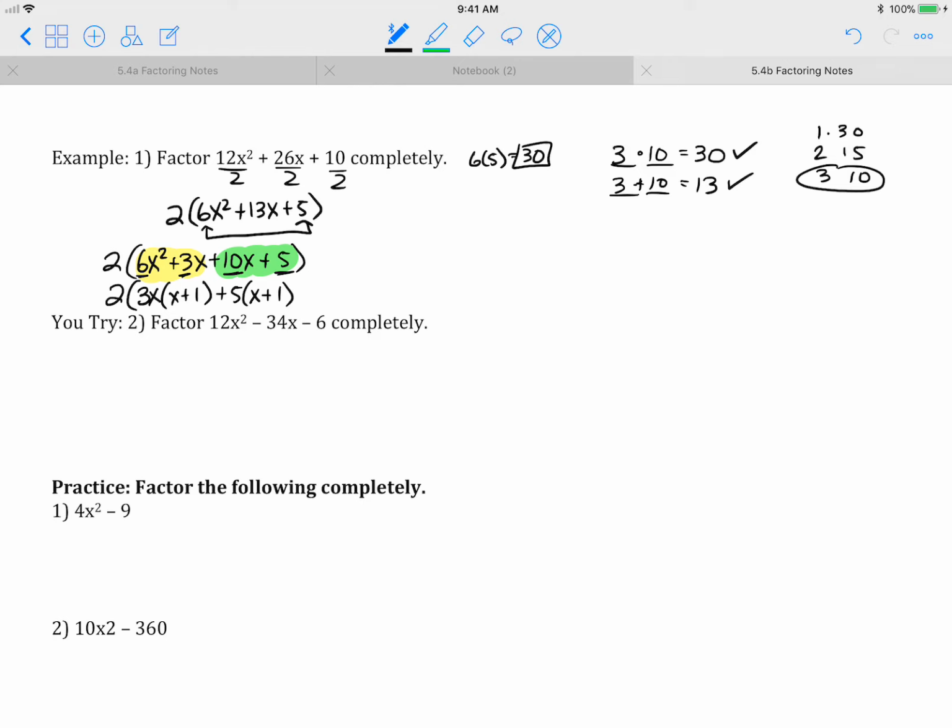I think we've done everything correctly. We divided everything by 2. 6 times 5 is 30. And we got that middle term of 13.